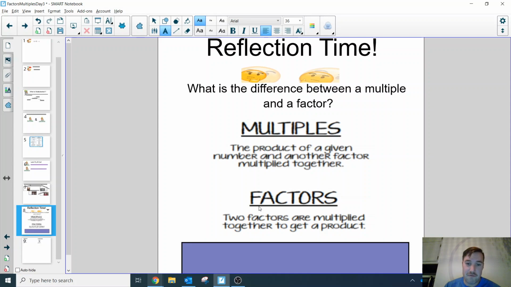Whereas if we were thinking of the factors of 4, we would say what numbers multiply together to equal 4? Well, 2 and 2, so 2 is a factor, and 1 and 4. So 1, 2, and 4 are factors. So factors are the numbers that multiply together to make a product. Multiples are a number times something else. It is a multiple, okay?